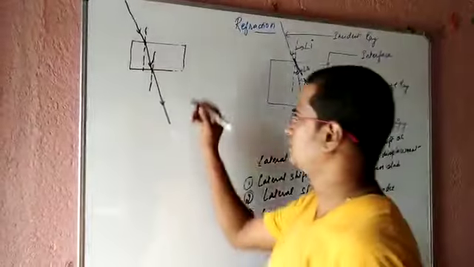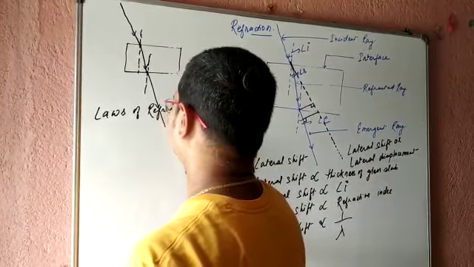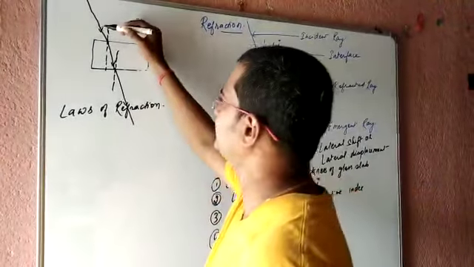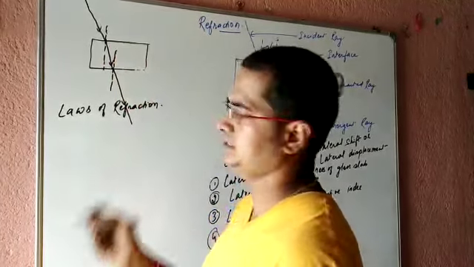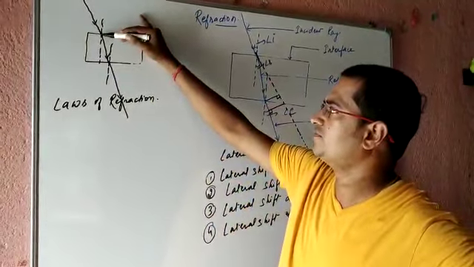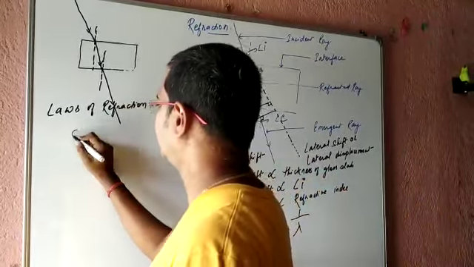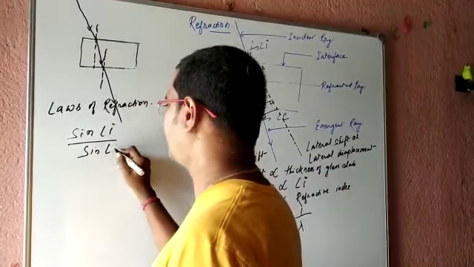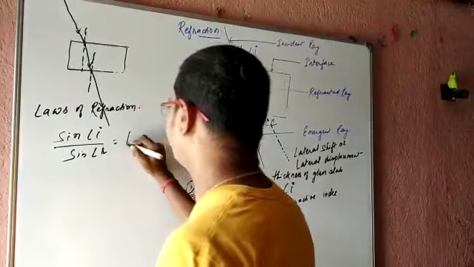About refraction, already we have discussed. Now laws of refraction. The first law suggests that the incident ray, the refracted ray and the normal at the point of incidence lie in the same plane. And the second law indicates that the ratio of sine of angle of incidence to sine of angle of refraction always remains constant, and that is known as refractive index.